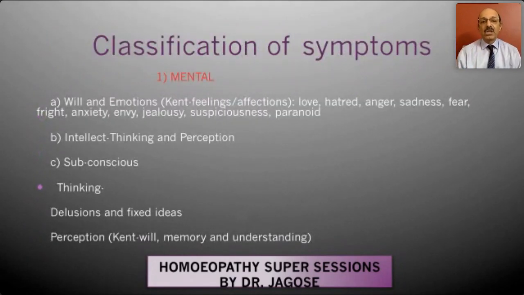Now we go to the classification of the symptoms. The mental symptoms are further subdivided into will and emotion, intellect, and subconscious. So will and emotions, Kent has given the rubric feelings and affections. So what will come under will and emotions? Symptoms pertaining to love, hatred, anger, sadness, fear, fright, anxiety, envy, jealousy, suspiciousness, paranoid states, etc. In intellect, the thinking and perception, and the subconscious, that is the dreams. Now in intellect, you may also get appraisals of perceptions, that is delusions and fixed ideas. And in perception also, Kent has put this under the repertory will, memory, and understanding.